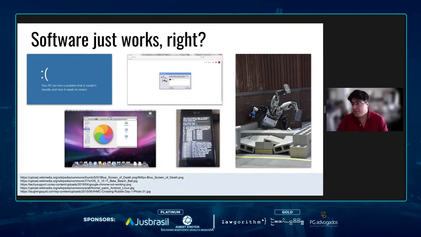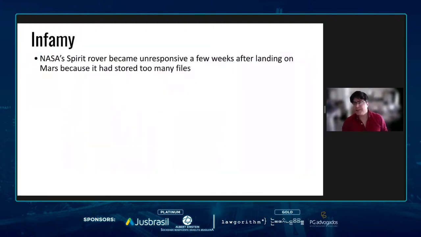And we can even see real live robots crashing due to bugs. But if we look back through history, some infamous bugs that we can think about are the NASA Spirit rover that became unresponsive a few weeks after it landed on Mars. And this was due to a bug in its deletion software routine.